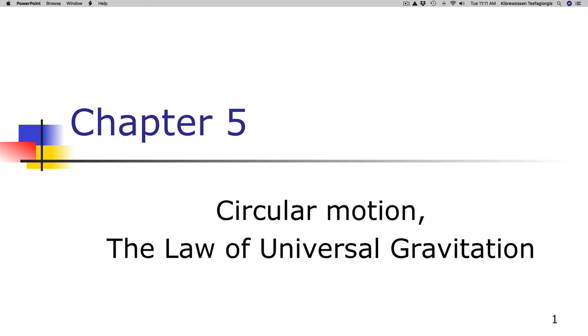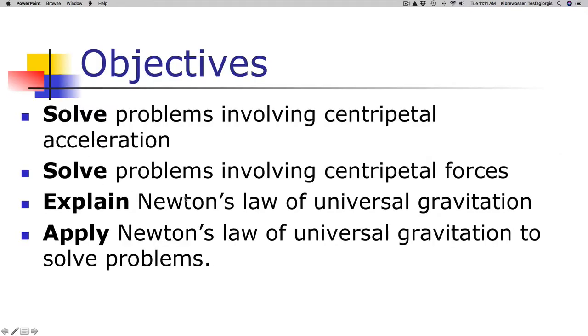Today we will be talking about circular motion and the laws of universal gravitation. This is our fifth chapter, and it's part of week four material. The objective of this chapter is to focus on a few new physical concepts, such as centripetal acceleration and centripetal force, and to discuss Newton's law of universal gravitation. This Newton's law of universal gravitation has nothing to do with the other three laws. It's a new one.